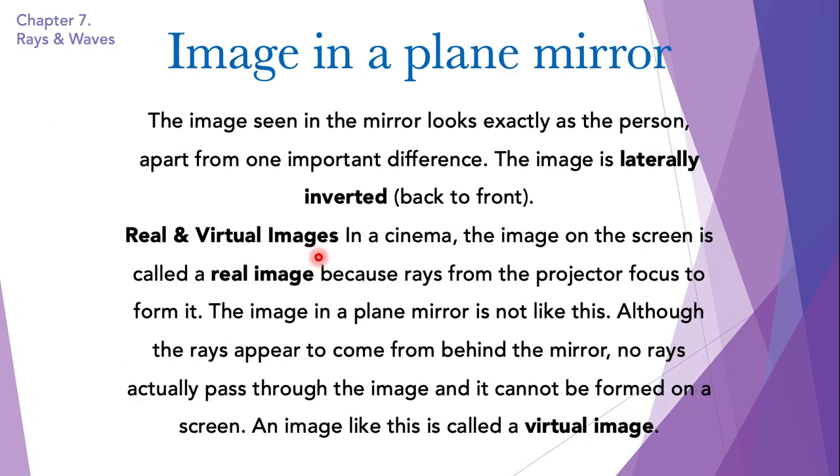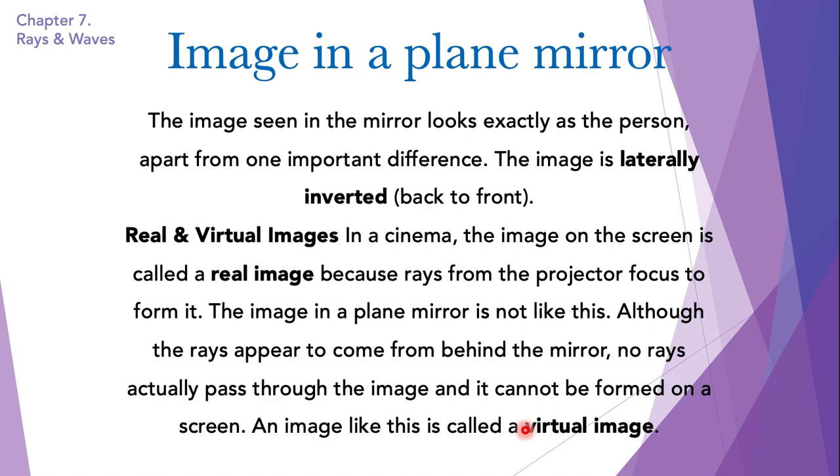Real and virtual images. So in a cinema, the image on the screen is called a real image because rays from the projector focus to form it. So the image in a plane mirror is not like this. Although the rays appear to come from behind the mirror, no rays actually pass through the image and it cannot be formed on a screen. So an image like this is called a virtual image.